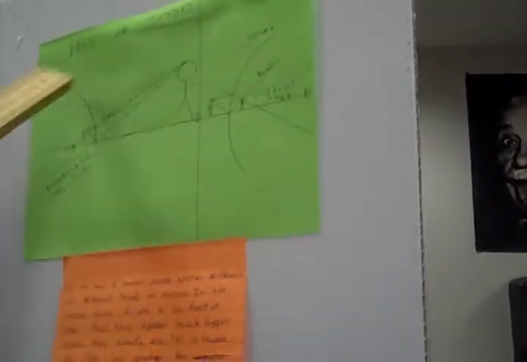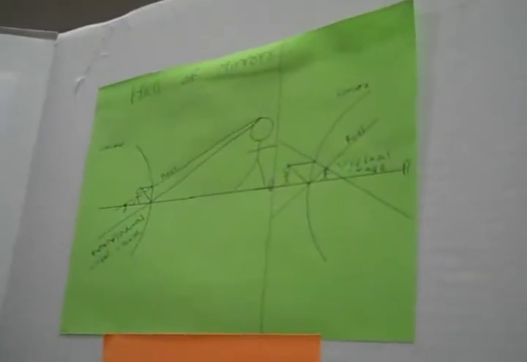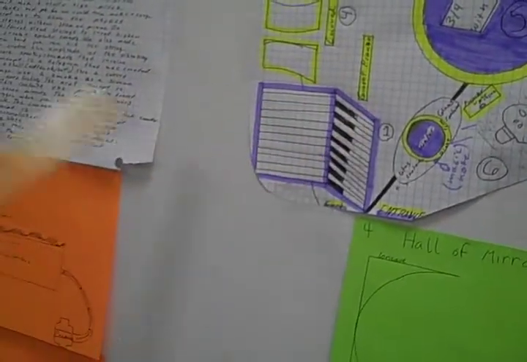Our next attraction is the Hall of Mirrors. They are curved mirrors, convex and concave. They create virtual images behind the mirror, and this is the object. And our next attraction is the giant piano, which is a step-on piano.